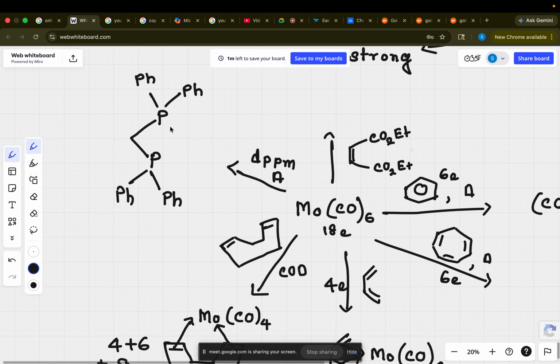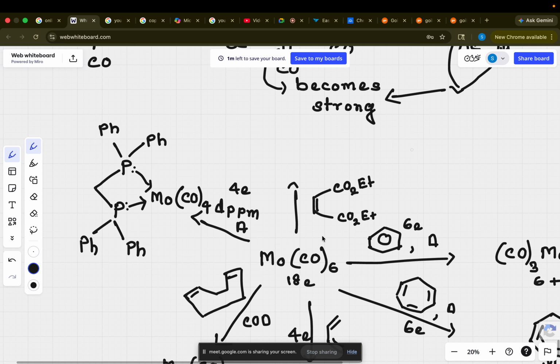This DPPM is the ligand you have. You can easily see this phosphorus has a lone pair, and this phosphorus has a lone pair, right? So it is donating the electrons to your molybdenum center. This phosphorus is also donating the electrons to the molybdenum center. So how many electrons is it donating? This ligand donates 4 electrons, molybdenum has 6 electrons, so overall you will have 4 carbonyl left. Clear? And this is the last one.